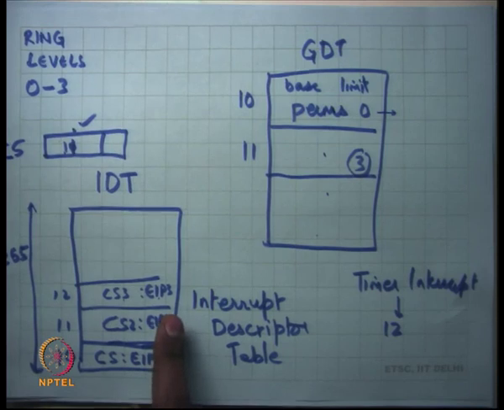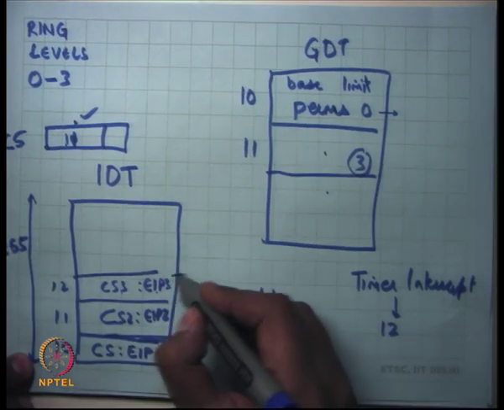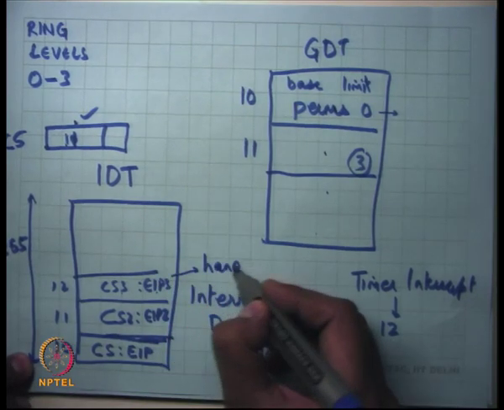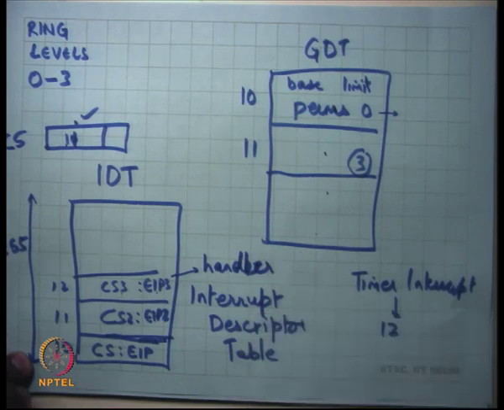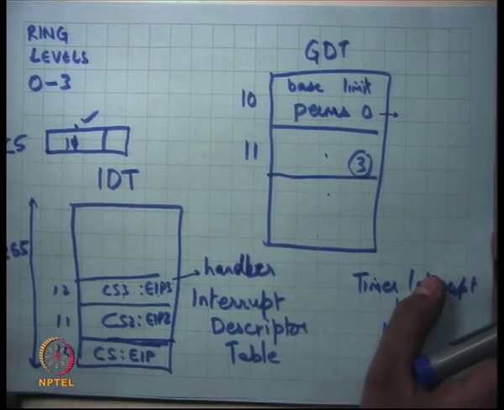Depending on the interrupt number, the corresponding program counter gets set. This program counter is also called the handler of that interrupt. So in other words, when an interrupt occurs, the handler gets called.